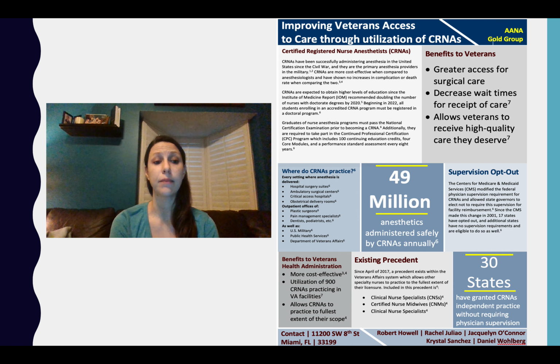The Center for Medicaid and Medicare Services modified the federal physician supervision requirement for CRNAs and allowed state governors to elect to not require supervision for facility reimbursement. Since this change was made in 2001, 17 states have opted out, and many additional states have no supervision requirements and are eligible to do so as well. As of right now, 30 states have granted CRNAs independent practice without requiring physician supervision.